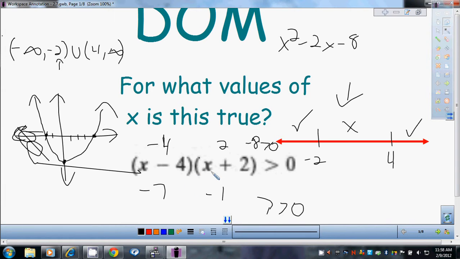So, if I plug negative 2 into here, it says 0 is greater than 0. Is that true? No. Hence the parentheses. Now, if this had been an equal sign, 0 is equal to 0, and it would be a bracket. So it's like this is included. Exactly.